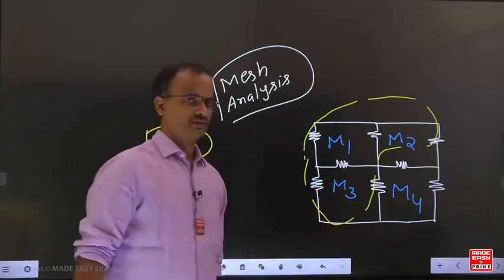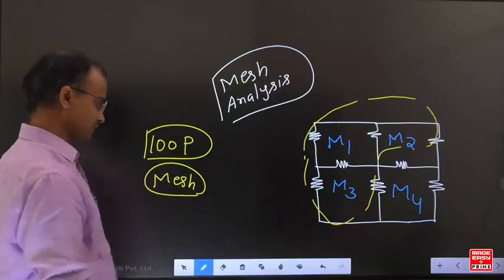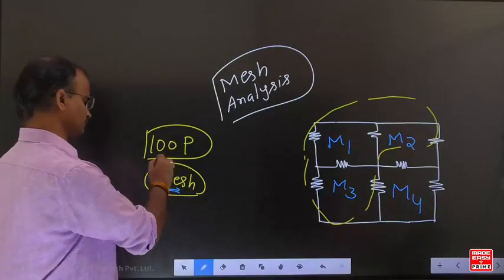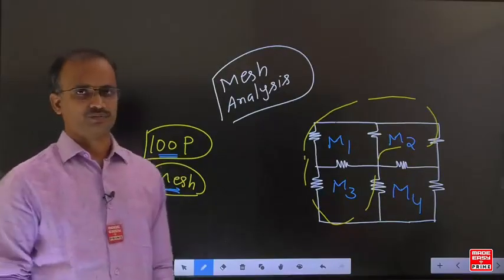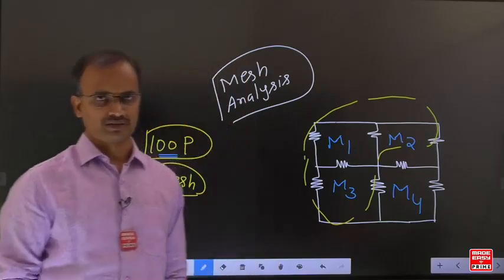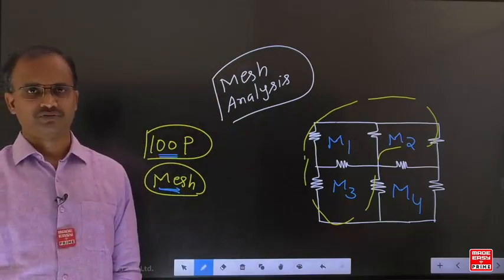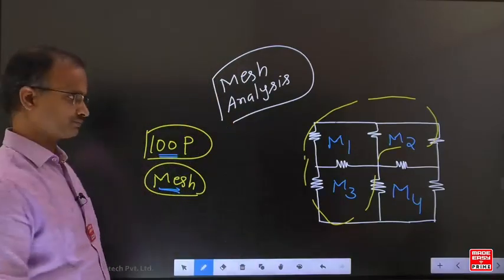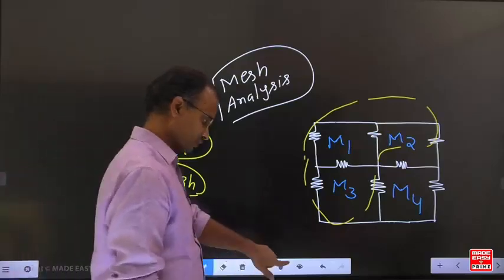4 meshes. Every mesh can be called a loop. But every loop cannot be called a mesh. Come to the next point.